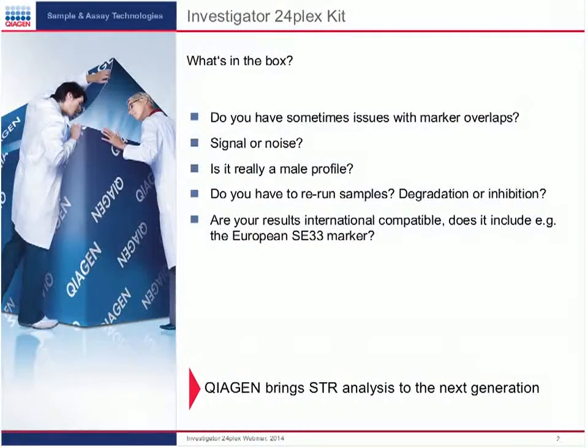During the early development phase, we thought about what are the issues customers have to deal with in the routine analysis and what complicates their informative profiling success. Some of these questions I have listed here. So, do customers sometimes have issues with marker overlaps? For example, the amplicon of a certain marker is of so large fragment size that the peak appears in the next upper STR channel. Is this a signal or noise?